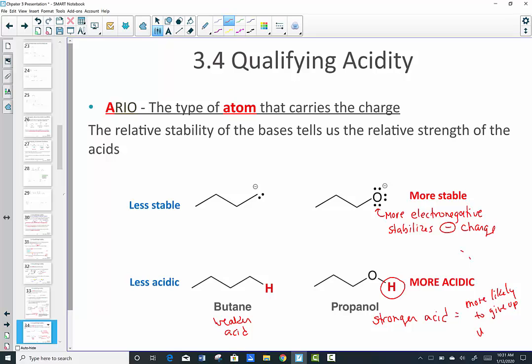And in answering that question, it's more likely to be able to give up its proton because when that bond collapses and places a lone pair onto the oxygen, the oxygen can stabilize it. It's a more electronegative element, and it has more protons in its nucleus to help stabilize the extra electrons.